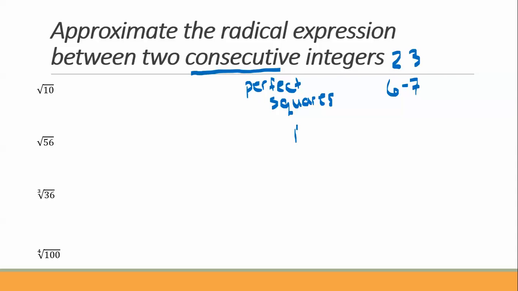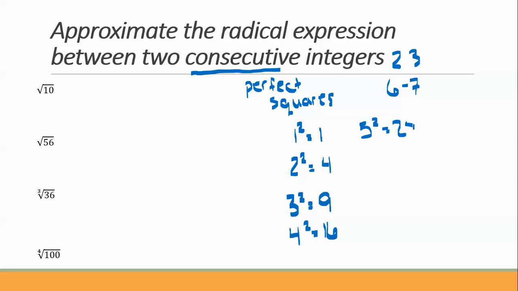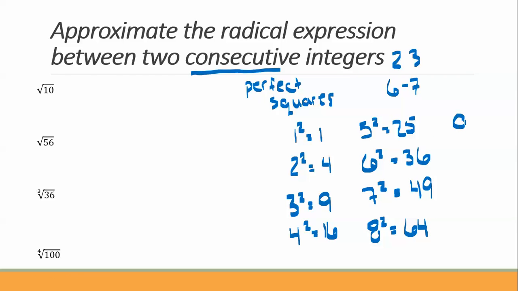So our perfect squares: 1 squared is equal to 1, 2 squared is equal to 4, 3 squared is equal to 9, 4 squared is equal to 16, 5 squared is equal to 25, 6 squared is equal to 36, 7 squared is equal to 49, 8 squared is equal to 64, 9 squared is equal to 81, and 10 squared is equal to 100. These are all the perfect squares you should know off the top of your head.